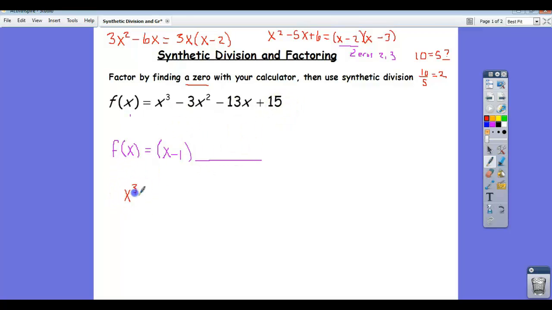We're going to do x cubed minus 3x squared minus 13x plus 15, or f of x, same thing, divided by x minus 1, right? This is like the 5 over here. We're going to divide this by x minus 1, and the answer is going to tell us what we would have had to multiply x minus 1 by to get the polynomial. So now we have to face this division.